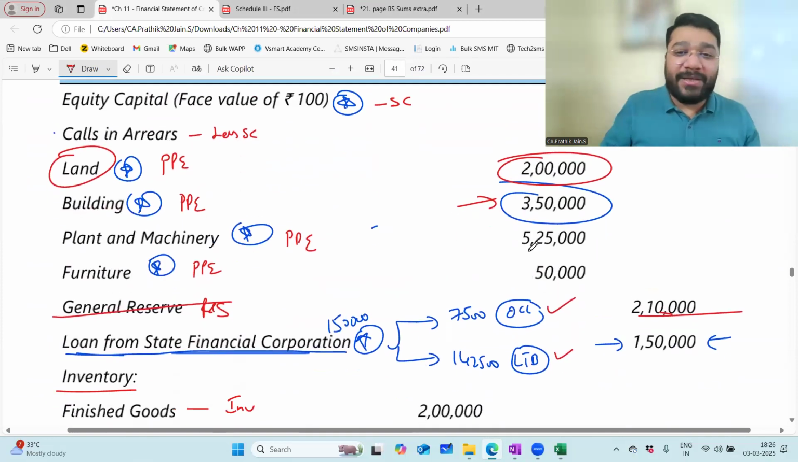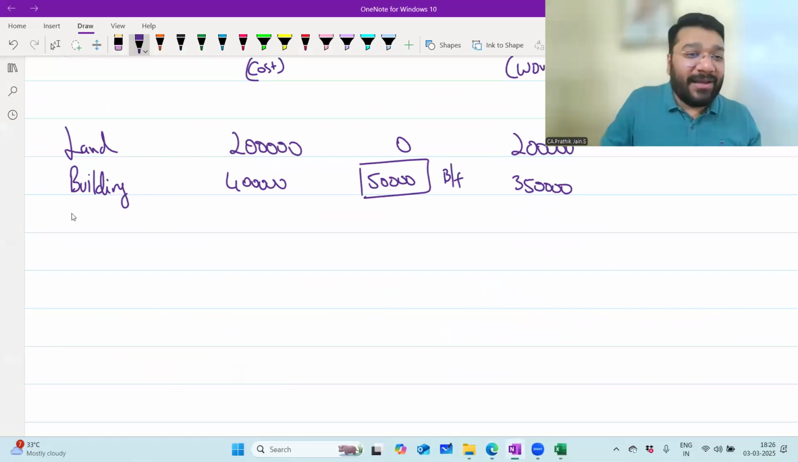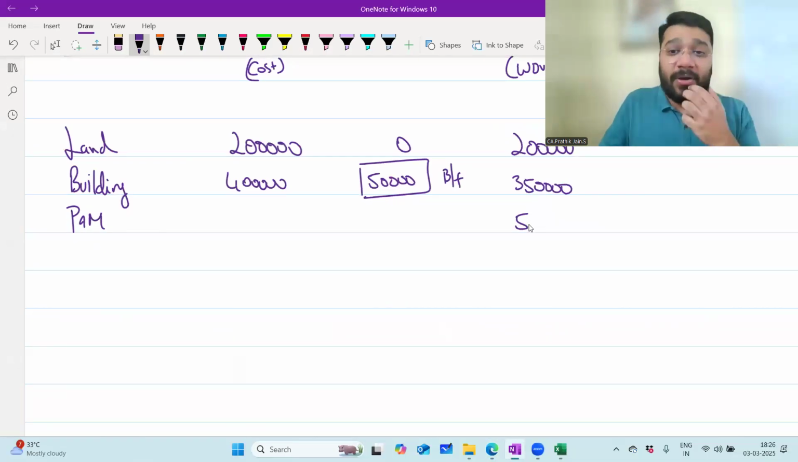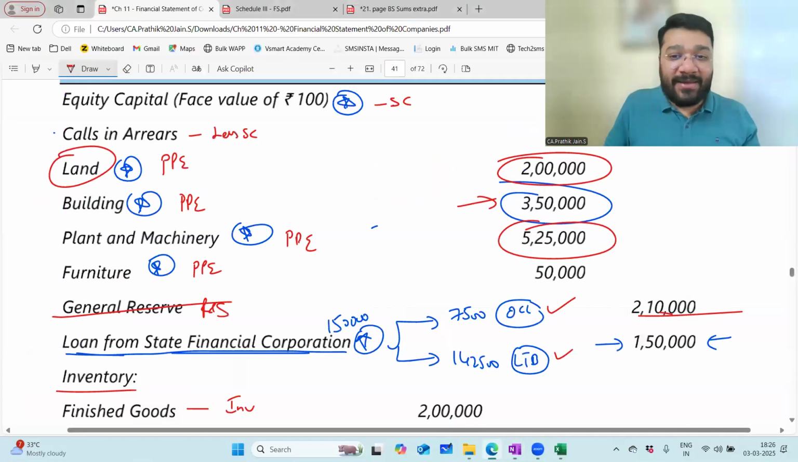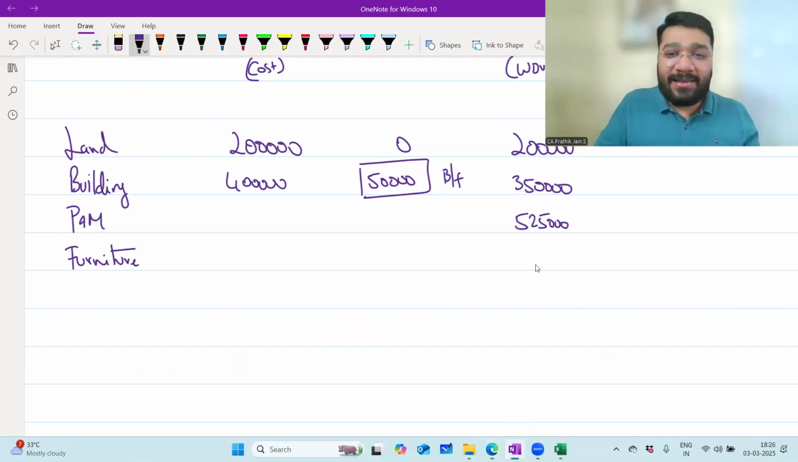Now, next is what? Plant and machinery. How much? 5 lakh 25,000, the net block. Furniture 50,000, the net block. So 7 lakh is gross. Hey, first finish the net. How many times will I go up and down? Is there no limit for hard work?